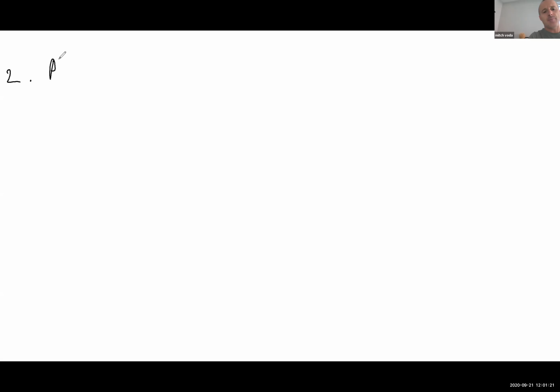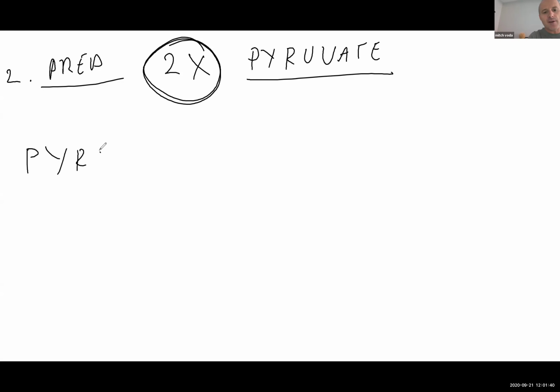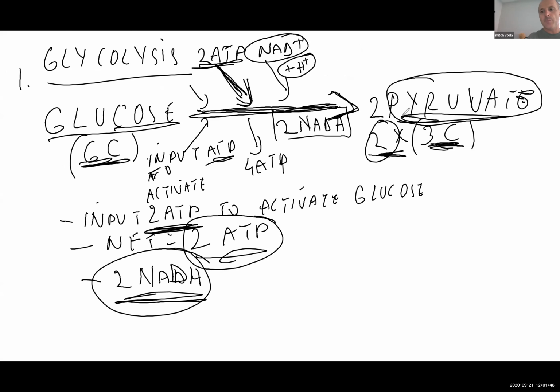Second step, this is called the prep step. Now, make sure you remember, this prep step happens twice. Why twice? Because pyruvate is the next thing that goes in. Pyruvate is the reactant. If you look here, there are 2 pyruvates that you obtained in the previous step.